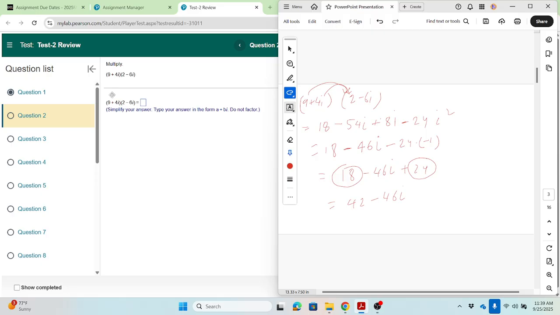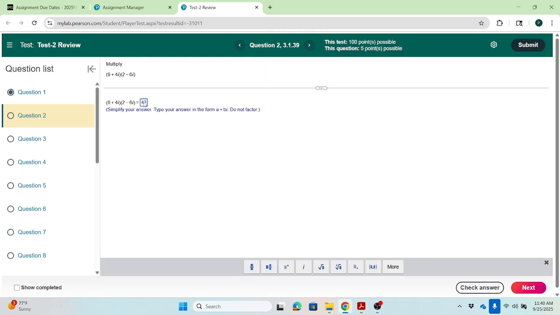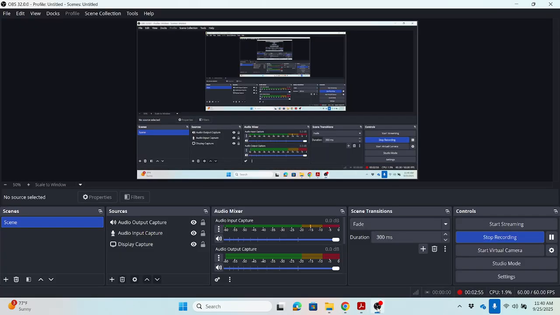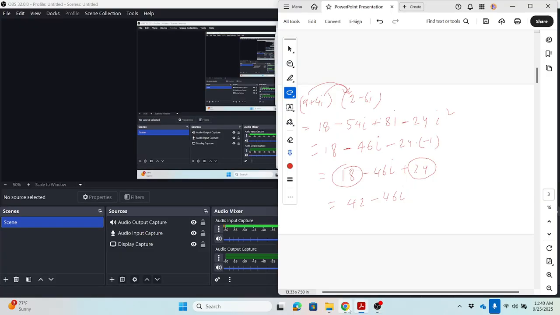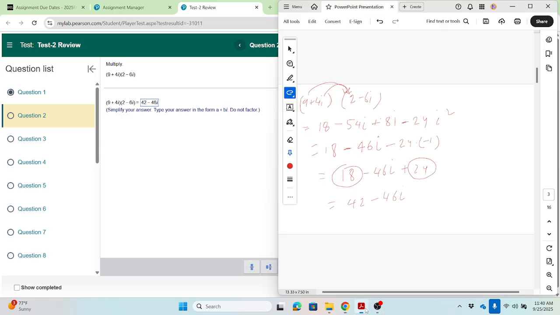So if you want to write down this expression in terms of a plus bi, this is the answer, 42 minus 46i.